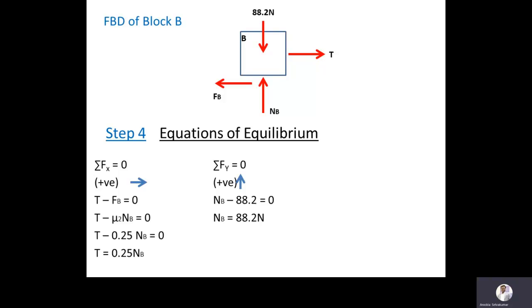Once we have calculated the normal reaction, we can move to the third equation. FB is equal to mu 2 multiplied with normal reaction at B. Otherwise, you can use the first equation, that is T is equal to 0.25 NB. So FB is equal to 0.25 multiplied into 88.2. We'll get the answer FB is equal to 22.05 Newton. We can also calculate T is equal to 0.25 NB, that is normal reaction, and then you will get the value T is equal to 22.05 Newton.